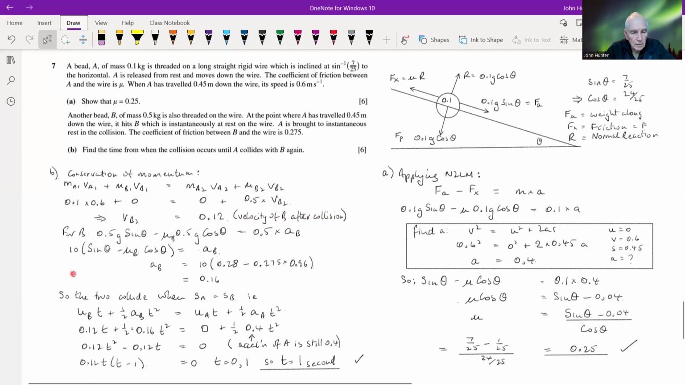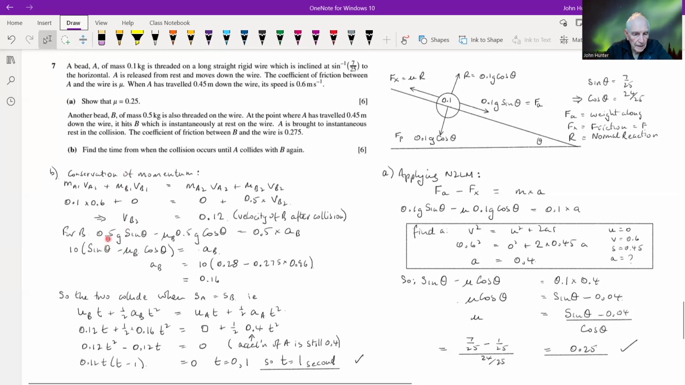Right. Okay, so what's the acceleration of B going to be? We know the initial velocity, don't we? But we don't know where it's going to accelerate. It's not going to have the same acceleration as A because we've got a different coefficient of friction. So let's have a look.